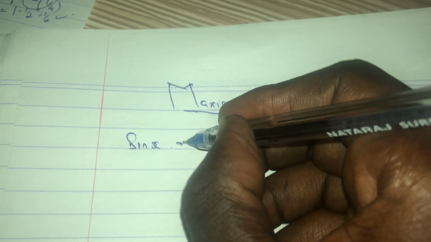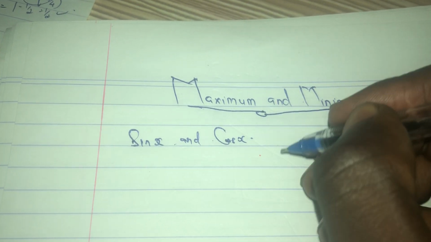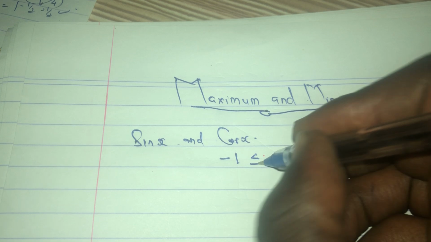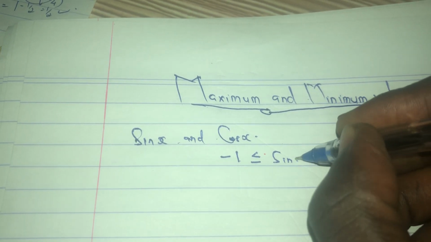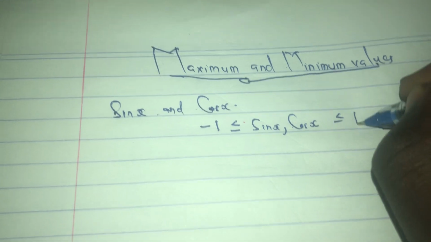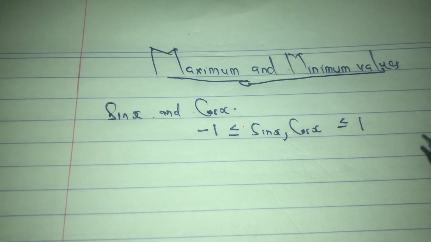So for sine x and cos x, the maximum and minimum values are 1 and -1. This is the maximum and minimum value for sine and cos.